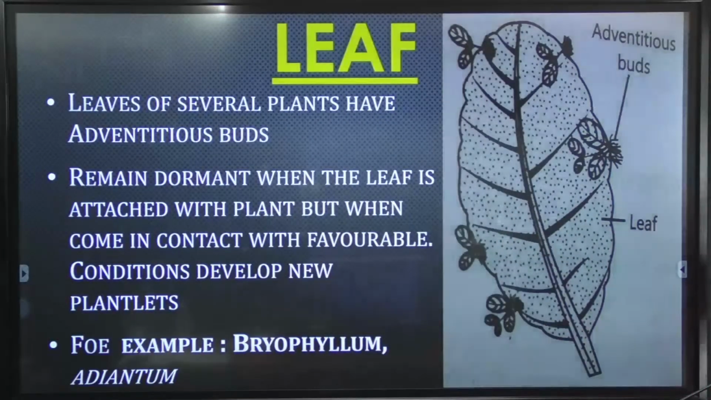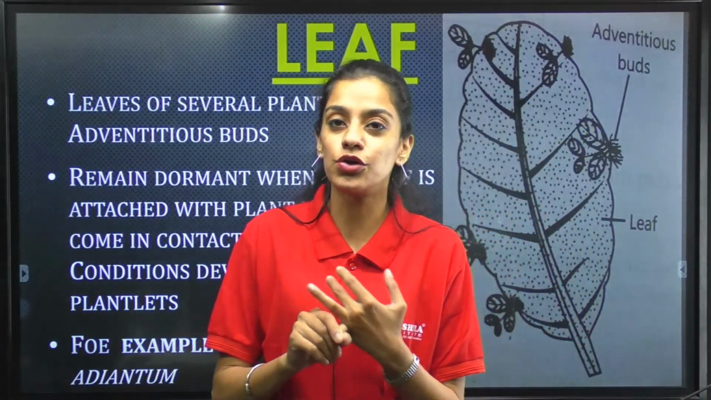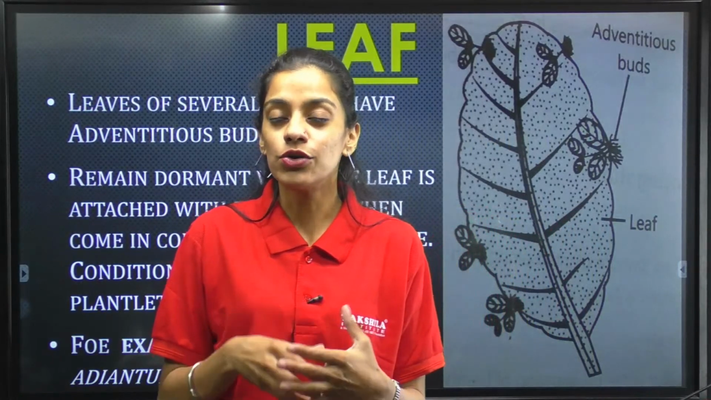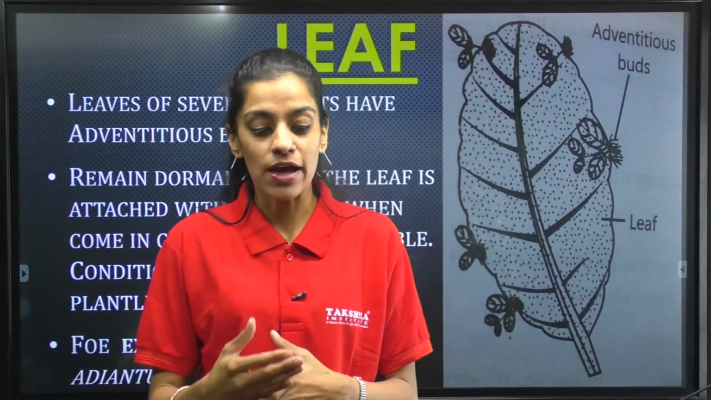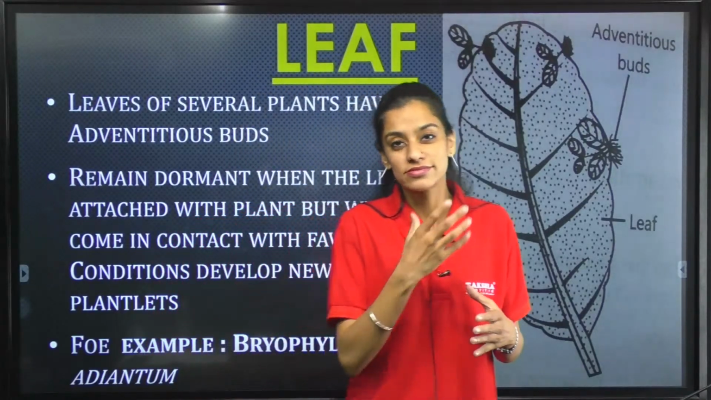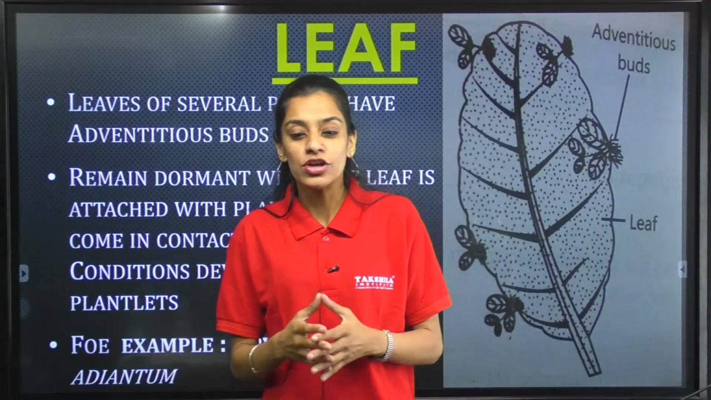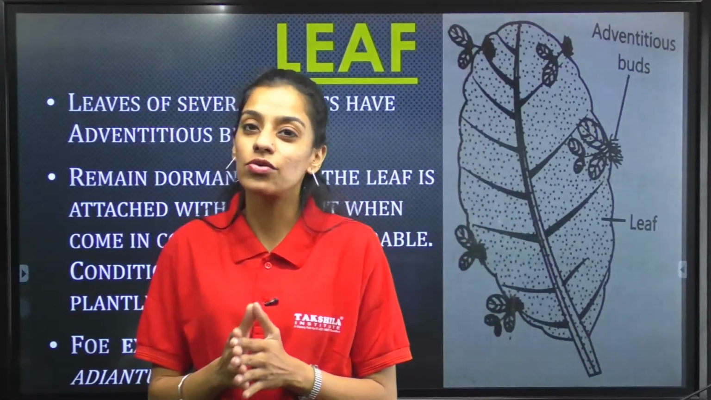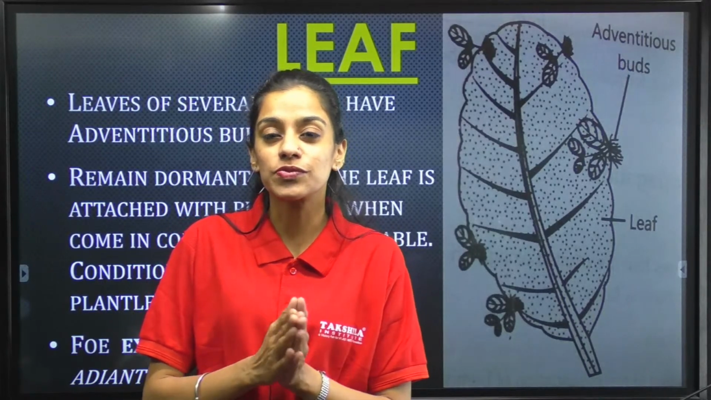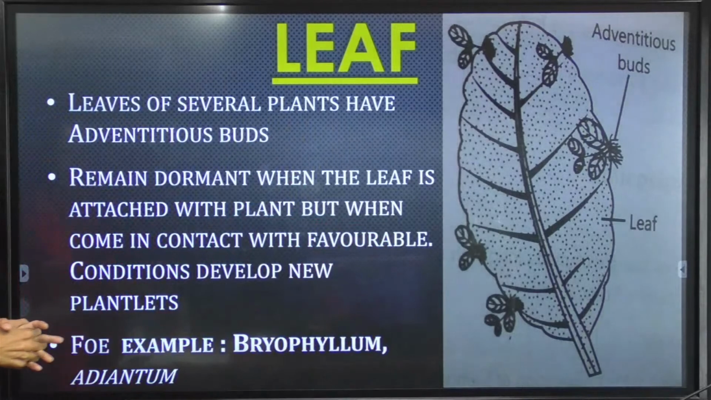Next is leaf. We have discussed the roots, and then we have discussed the stem. And the stem has the underground part and the aerial, sub-aerial part. Usually what is there helps us somewhere or the other with vegetative propagation. Next is leaf.